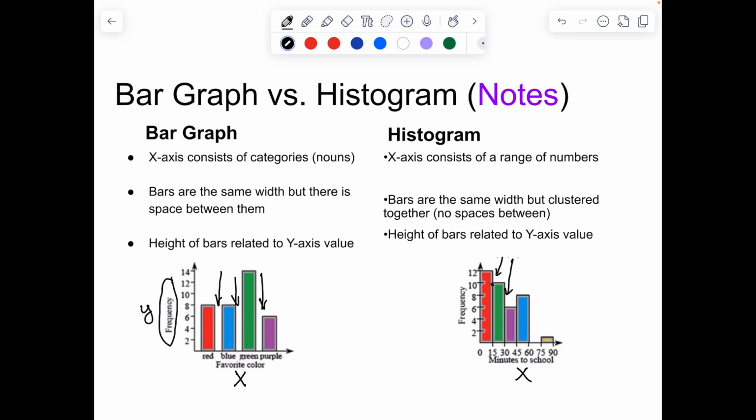You might be wondering, why is there a space here between the 60 and the 75? Well, technically, there is not a space there. It's just that we don't have any data between the 60 and the 75 mark. So essentially, there's like an invisible bar there at 0 frequency. Okay, again, the height of the bars is related to the y-axis value.